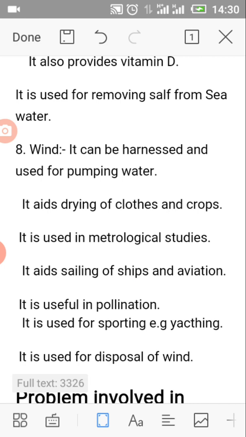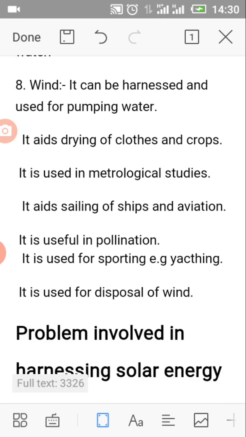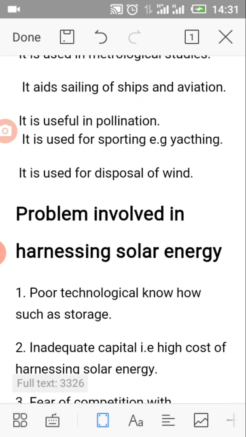Wind. It can be harnessed and used for pumping water. It aids drying of clothes and crops. It is used in meteorological studies. It aids sailing of ships and aviation. It is useful in pollination. It is used for sporting, e.g. yachting. It is used for dispersal of wind and seeds.